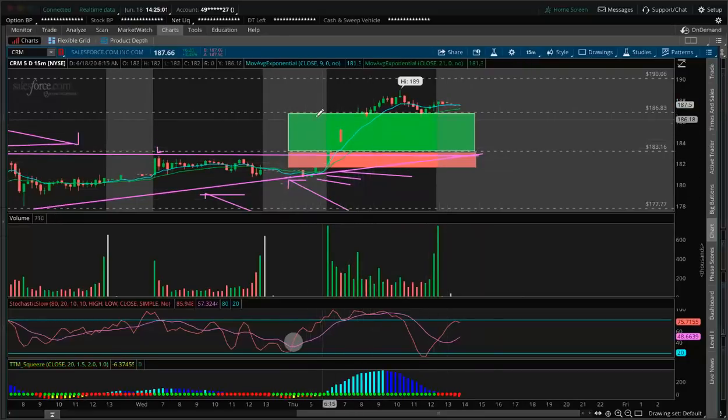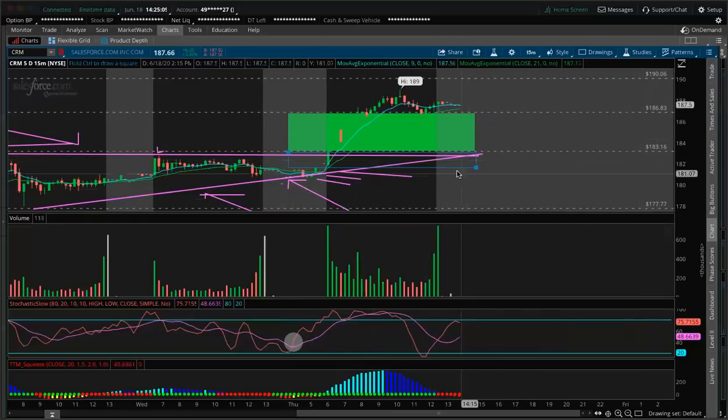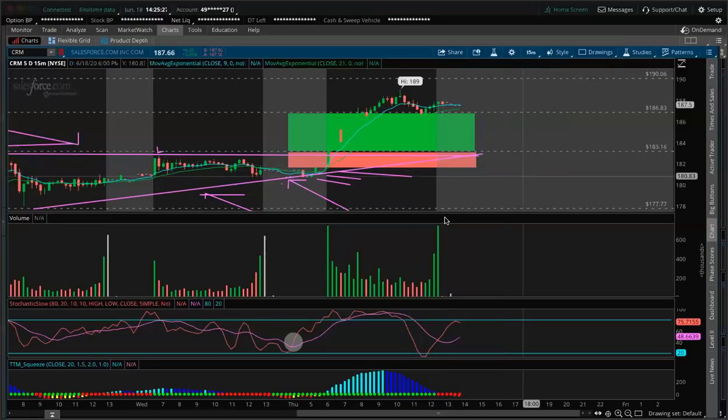So in this case, if your first profit target on CRM was 186 and your entry was 183, what is the risk to reward ratio in this picture? You're risking 1 to make what? 2. So it's a 1 to 2 risk to reward ratio.